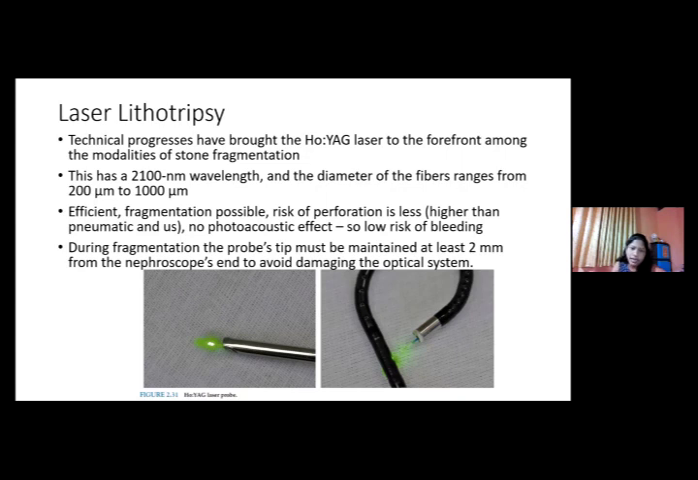We have to know that during the fragmentation, we have to keep the tip of the laser at least 2 millimeters away from the nephroscope end to avoid damaging the optical system.